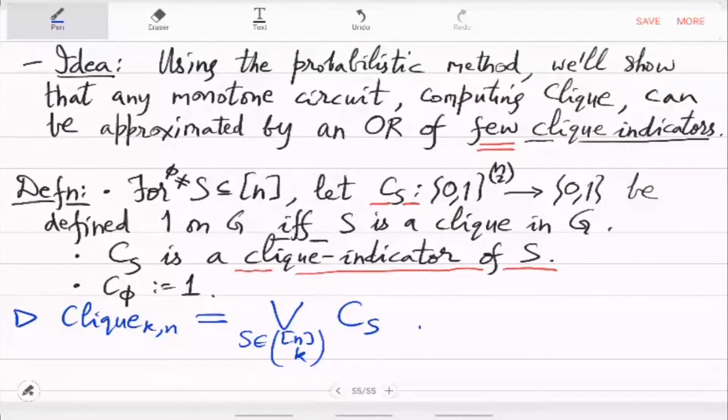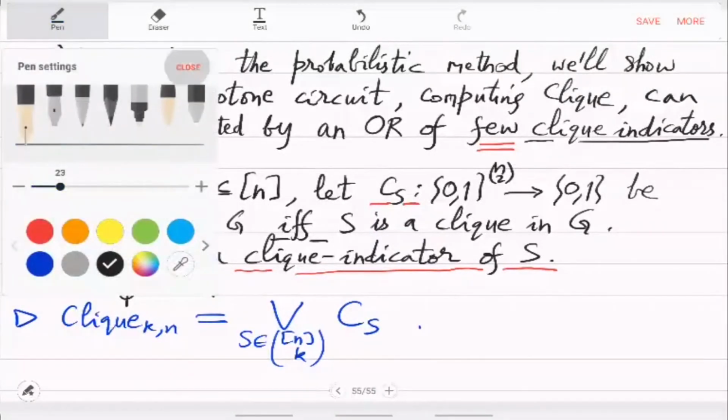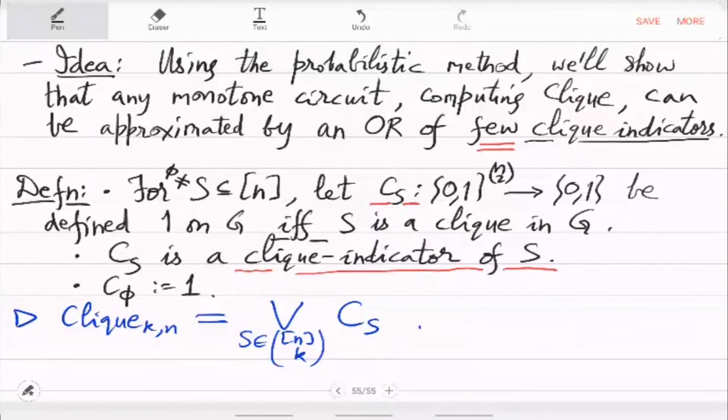So this is what was meant by OR of clique indicators, and the weakness of the monotone model would mean that, or we will show that clique actually can be approximated by few of these CS. Not all CS are needed, just few will be enough. So first we show a lower bound on the number of clique indicators.